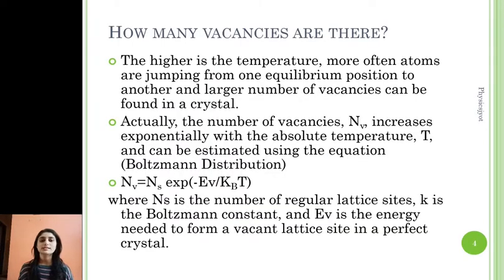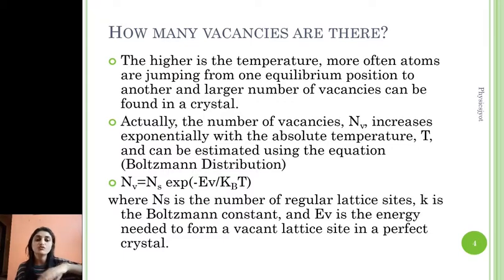Now, how many vacancies are there? The higher the temperature, the more often atoms jump from one equilibrium position to another, and a larger number of vacancies can be found in a crystal. The number of vacancies increases exponentially with absolute temperature. Remember this. It can be estimated using the Boltzmann distribution: Nv equals Ns exponential minus Ev upon kBT, where Ns is the number of regular lattice sites, how many lattice sites there are. kB is the Boltzmann constant, and Ev is the energy needed to form a vacant lattice site in a perfect crystal.